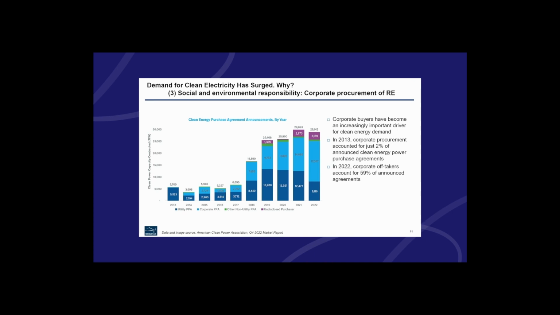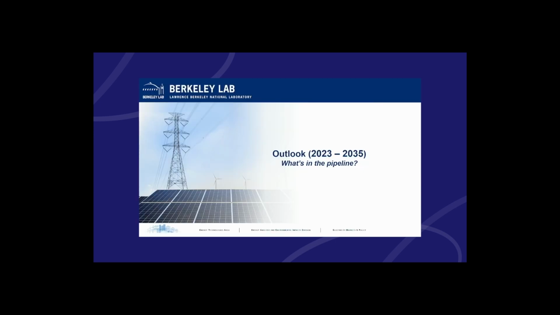And the last one I'll mention is kind of this idea of social and environmental responsibility. A big driver now is corporate procurement of renewable electricity. So we have big corporations like Google and Facebook, I guess I should say Meta, wanting to buy clean electricity to power their operations. Back in 2013, these corporate power purchase agreements represented about 2% of announced new offtake agreements for renewable power. And as of 2022, they represented 59% of announced agreements. So these big corporations buying renewable power has become a major driver of demand. All right, so with all that, let's look at the outlook.